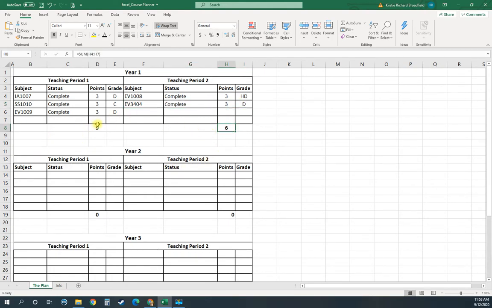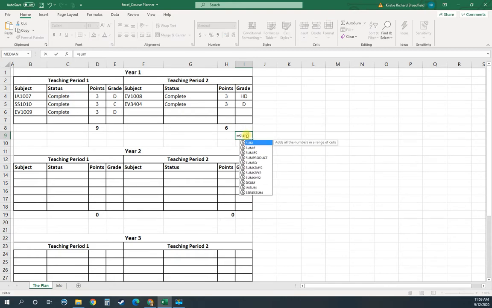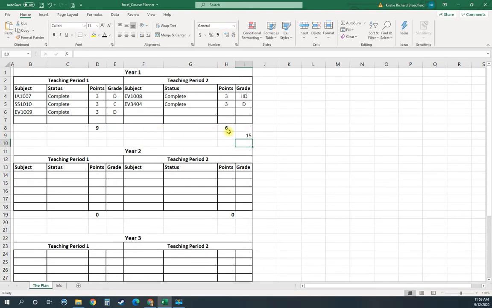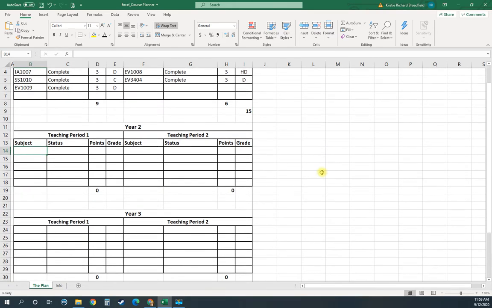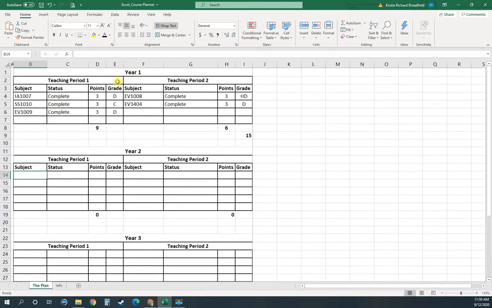So as you can see, I've done 9 credit points there, 6 credit points, and so if I say equals sum, and I add my 9 and my 6, so I like to see everything written down, I can say excellent, I've knocked over 15 credit points already. So year 2 comes around. So I look back at my information sheet.